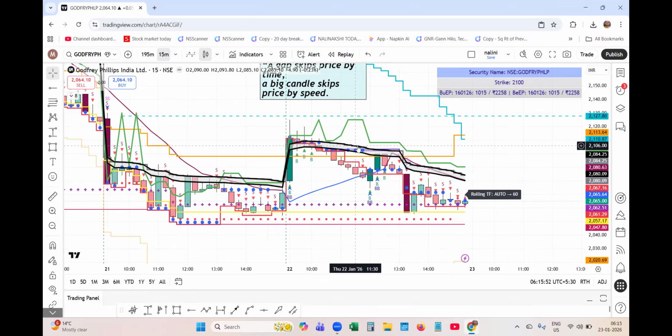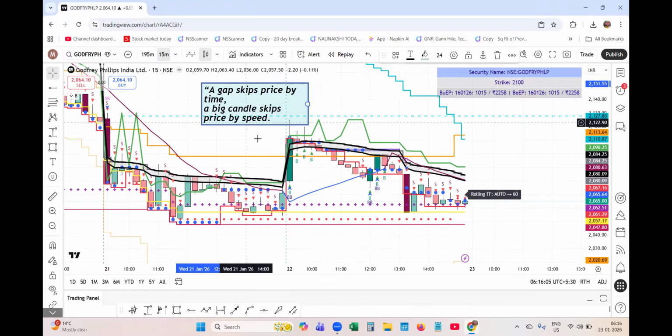that a big candle is also a gap. So think of a big candle as a gap. Remember this: a big candle skips price by speed. When it skips price by speed, it is an imbalance. A visible gap skips price by time, and a big candle skips price by speed. By speed, it has skipped the price, so it has to balance out. You can make out the intraday direction of the trade with the help of market memory POC. You can trade better.